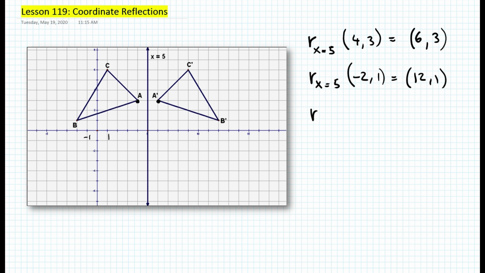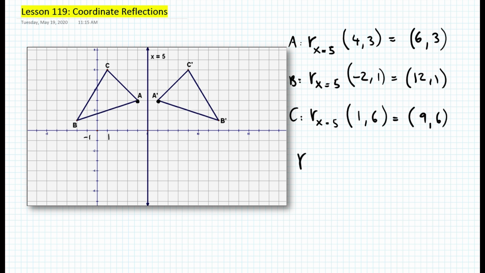And finally, for the third point, point C, maybe I should label these and write A. So this is point A, this is point B, and this is point C, okay? So r sub x equal to 5, and here we have x equal to 1 and y equal to 6. That gets mapped onto (9, 6). And again, you can see the equidistance here, right? So 8 units away, and basically you have to add 4 units to get from 1 to 5, and then from 5 you add another 4 units to get to 9, okay?